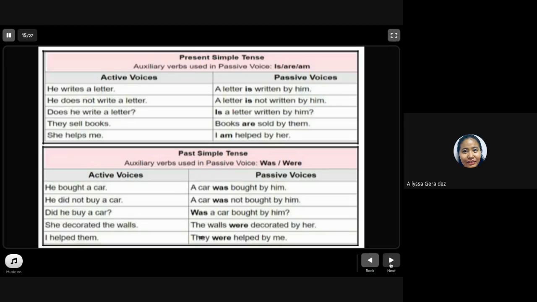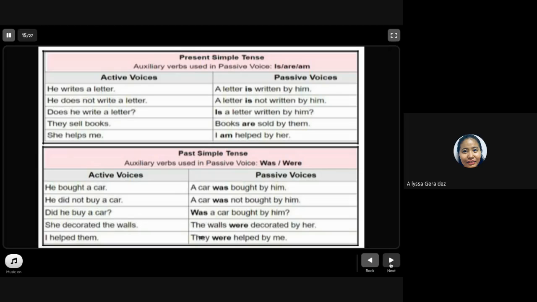Past simple tense. He bought a car. A car was bought by him. Was, it's because the subject, car, is singular. Then, he did not buy a car. A car was not bought by him. So by, remember we have to change that one into the past participle. That's why bought.